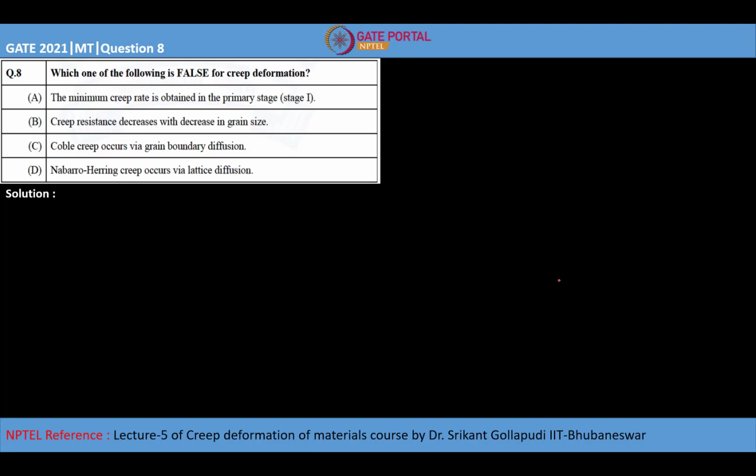This is question number 8 of GATE 2021 Metallurgical Engineering. Which of the following is false for creep deformation? A. Minimum creep rate is obtained in primary stage, stage 1. B. Creep resistance decreases with decrease in grain size. C. Coble creep occurs via grain boundary diffusion. D. Nabarro-Herring creep occurs via lattice diffusion.